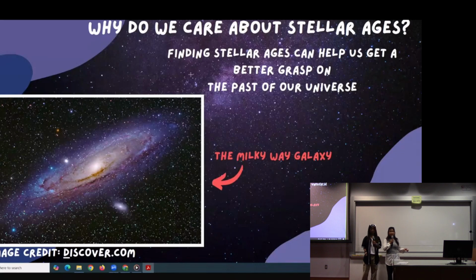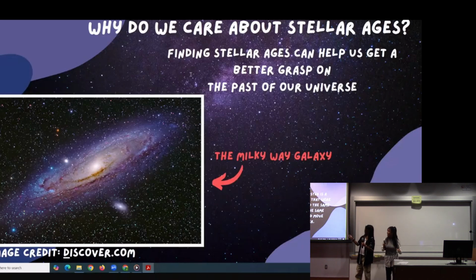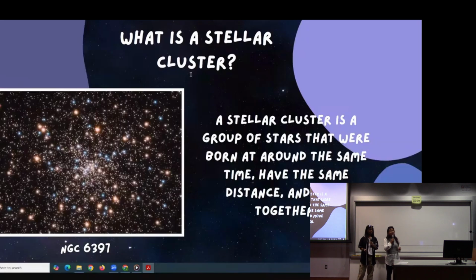So why do we care about stellar ages? Finding stellar ages can help us get a better understanding of the past of our universe and our galaxy, especially ours, the Milky Way. So, what is a stellar cluster exactly? A stellar cluster is a group of stars that were born at around the same time, have the same distance, and move together in space.